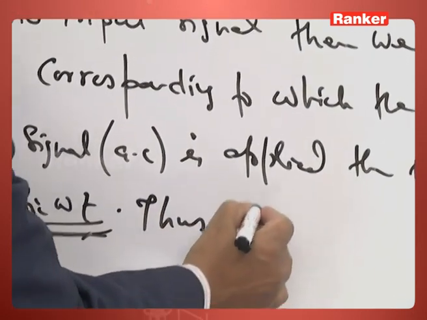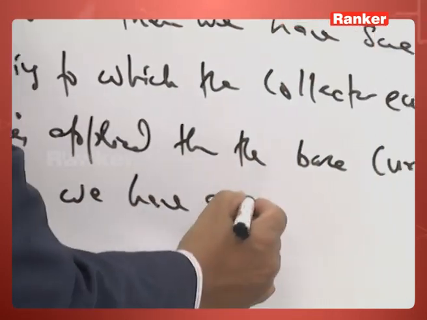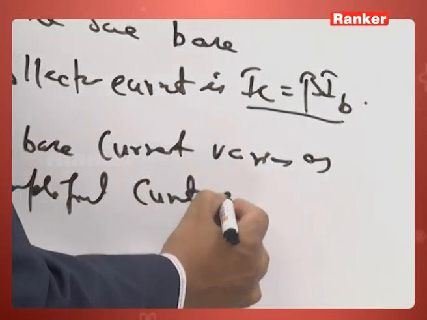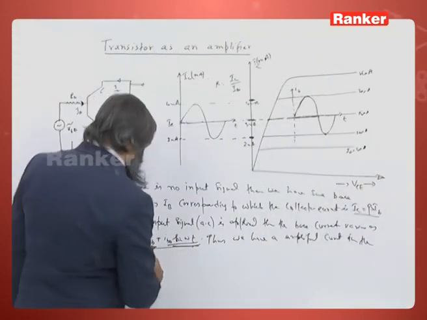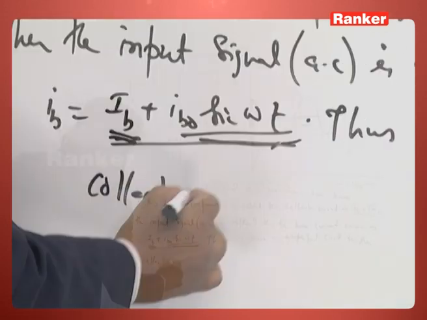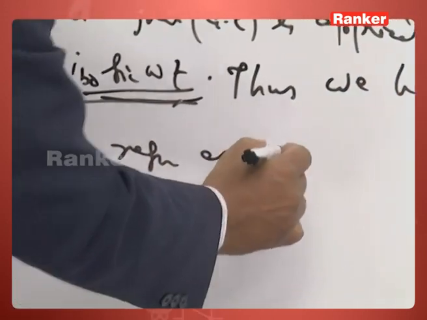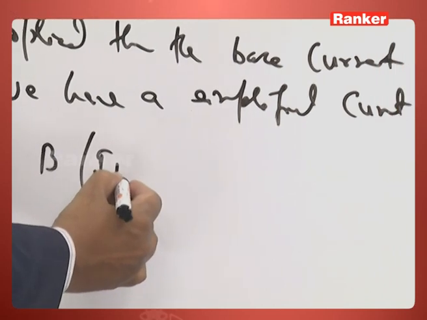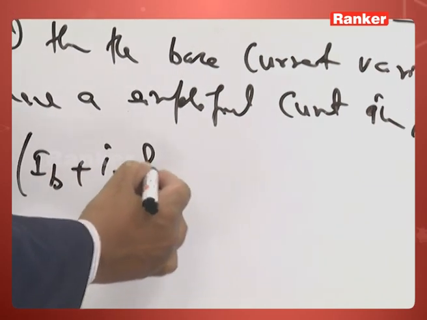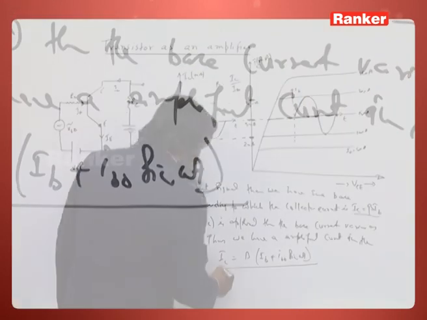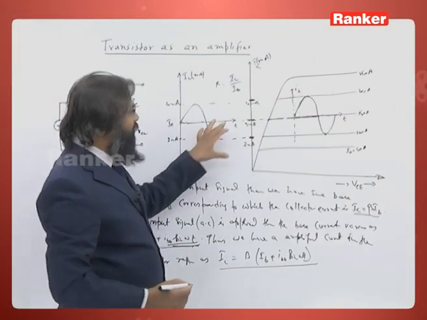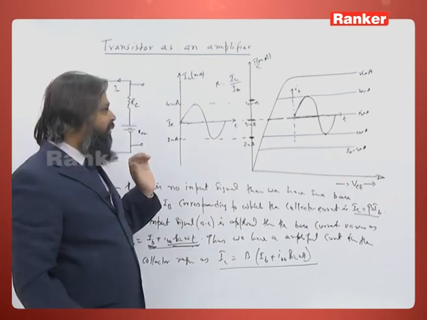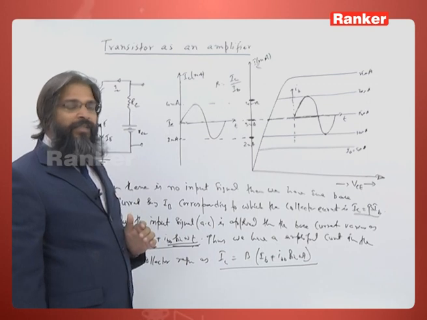Thus, we have an amplified current in the collector region as IC equal to beta times IB plus IB naught sin omega t. So, thus here we get an amplified current in this output circuit. This is how amplification is done.